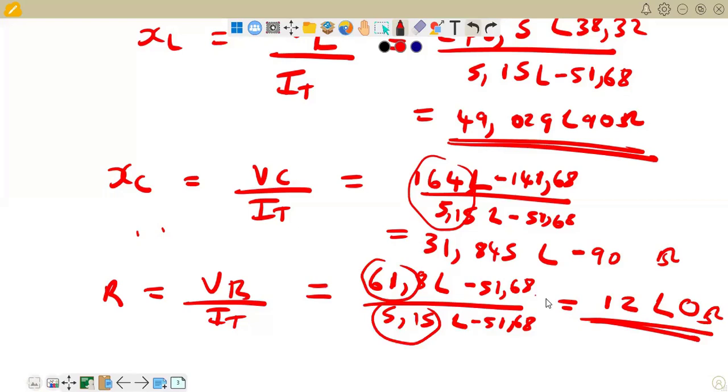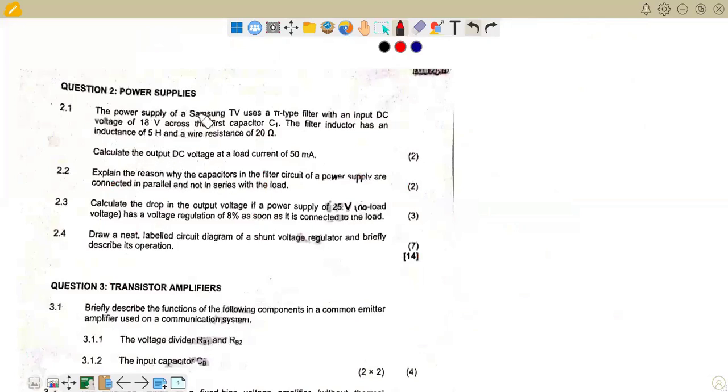Right, let's quickly go to the next question. We can go now to question number 2, and question number 2 is saying, the power supply of a Samsung TV uses a pi type filter with an input DC voltage of 18 volts across the first capacitor C1. The filter inductor has an inductance of 5 henries and a wire resistance of 20 ohms. So the question is now saying calculate the output DC voltage at a load current of 50 milliamperes.